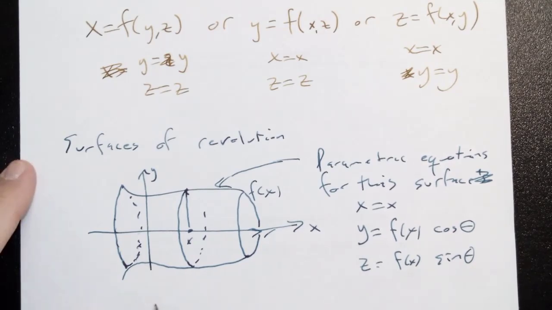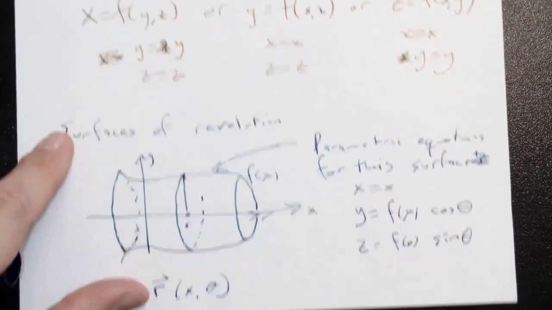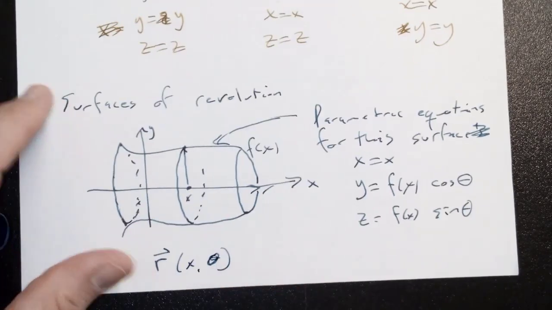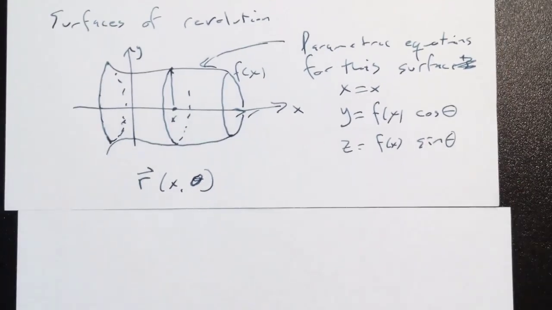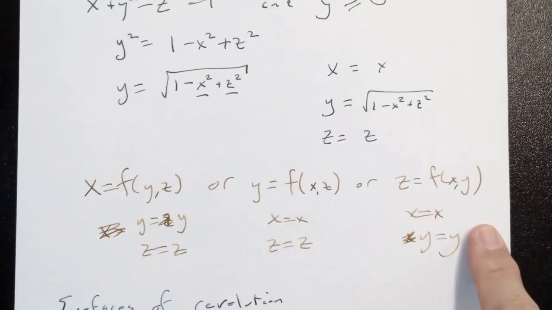So I can write r of x, theta. And now I have a description for this surface in two variables. Any surface I can make, I can turn from some graphing expression to a function of two variables, even if I leave some of those variables alone.